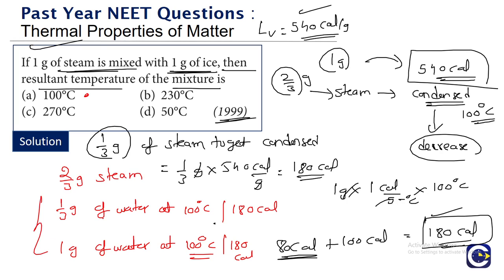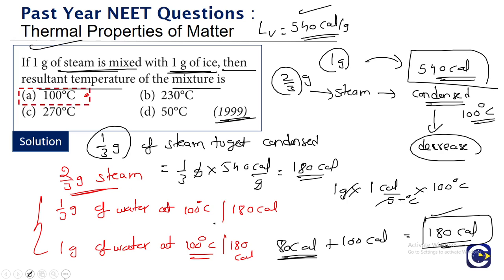So totally what do we have? 1 plus 1/3, 4/3 grams of water will be there at 100 and 2/3 grams of steam is there at 100. Okay, so what is the final temperature? They are asking only final temperature, right? What is the final temperature? It is 100 degrees Celsius.